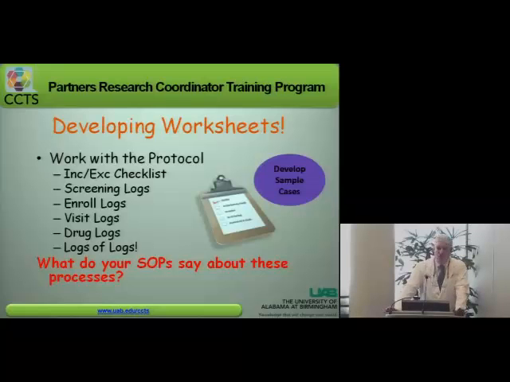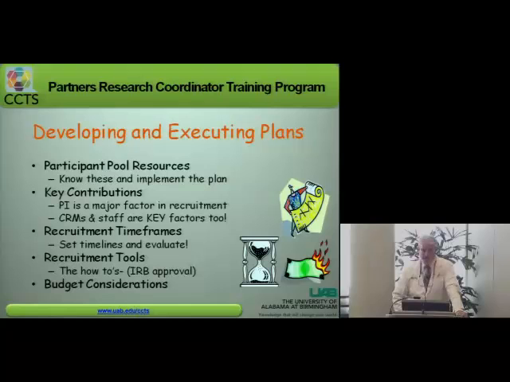But make sure they follow what your SOPs say. Now, another little FYI, FDA does not require you to have SOPs or standard operating procedures. However, in the event they do investigate you, if you have an SOP and you do not follow it, that will get you a 483 letter real fast.